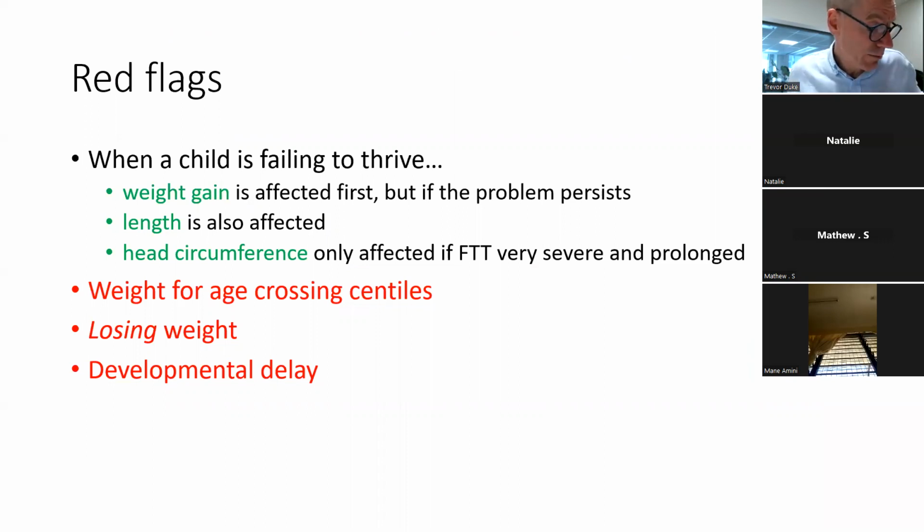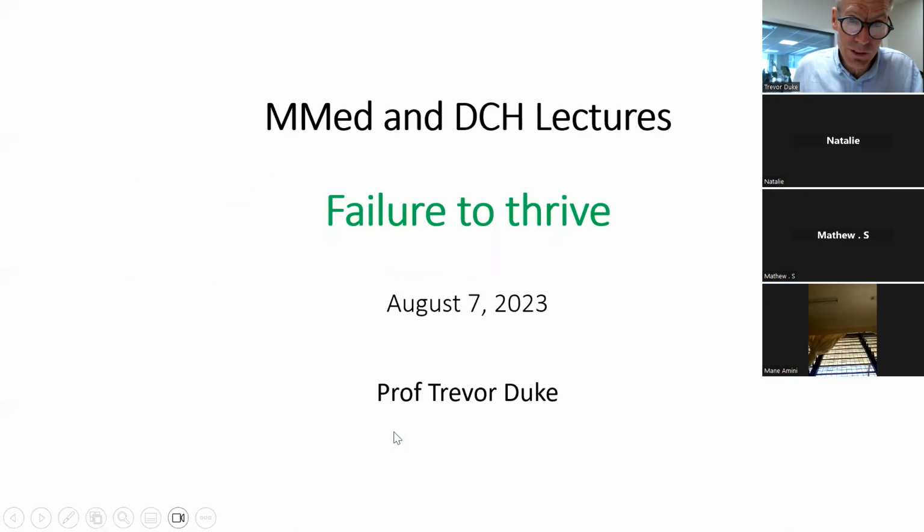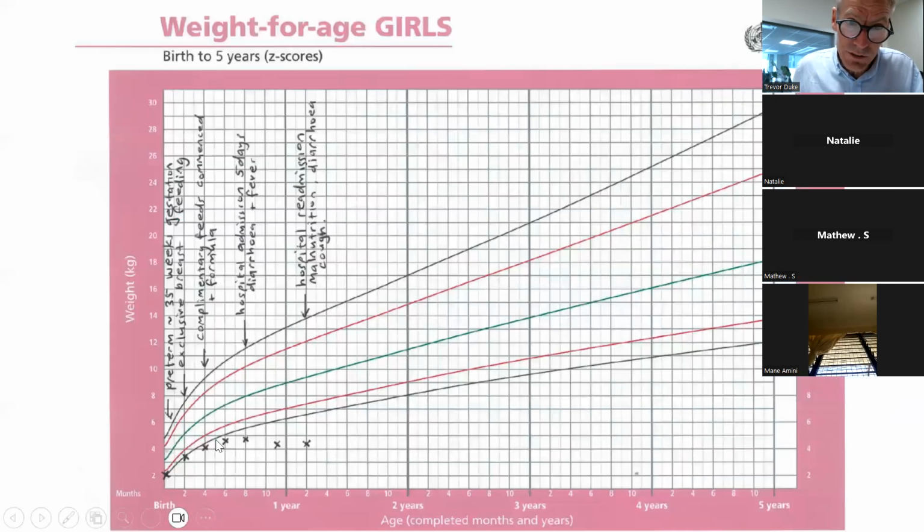So if we're going to try to pick up failure to thrive early, we need to look for weight that's crossing centiles, or if a child's losing weight, or there's developmental delay. And each of those things will be pointers towards failure to thrive. But you need to be looking carefully at weight charts to see when a child crosses centiles. And sometimes that can be difficult.